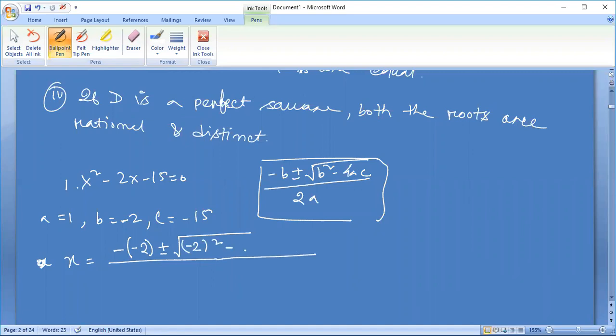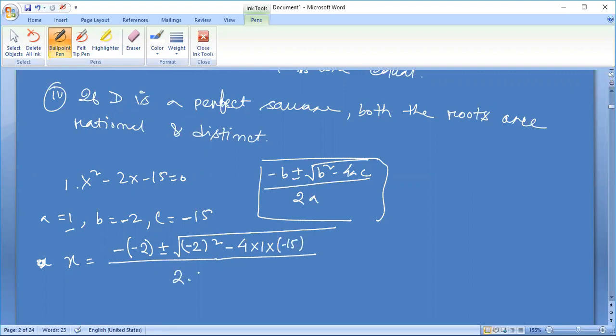Then 4. What is the value of A? 1. So 1. Then C. What is the value of C? Minus 15. Minus 15. So within bracket minus 15, by 2. What is the value of A?